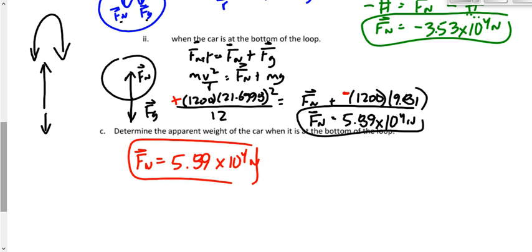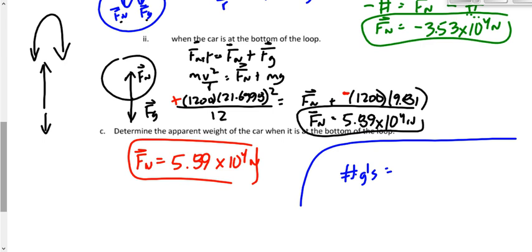Now, I didn't ask you this on this unit assignment, but I have asked you a few times on your amusement park assignment to find the number of G's. So let's do a little off to the side over here, because you are asked this in your field trip assignment a few times. How would you find the number of G's here? My apparent weight, my normal force, whatever you want to call it, is 5.89 times 10 to the 4. How would you find the number of G's?